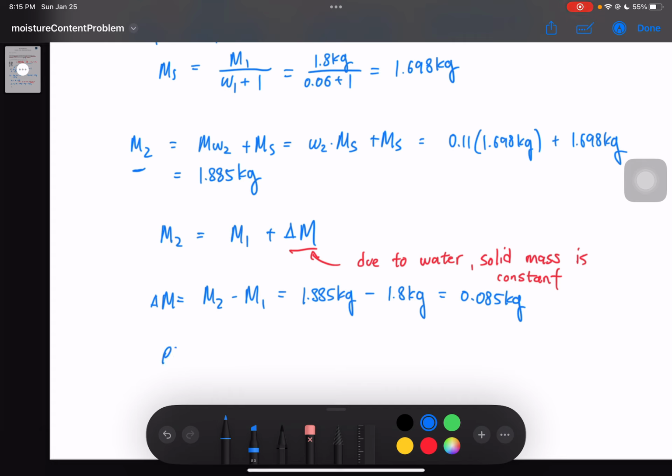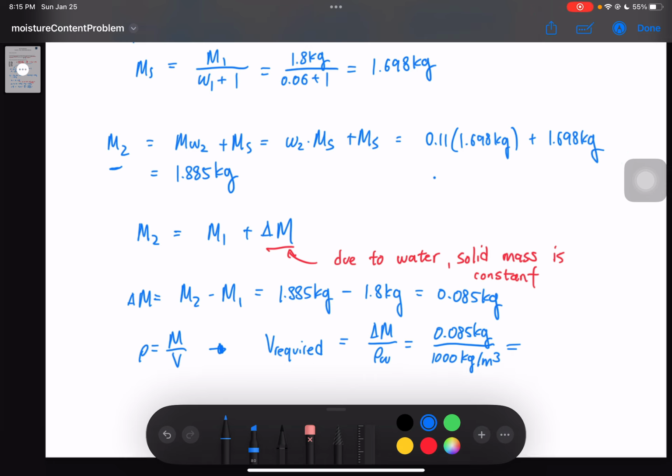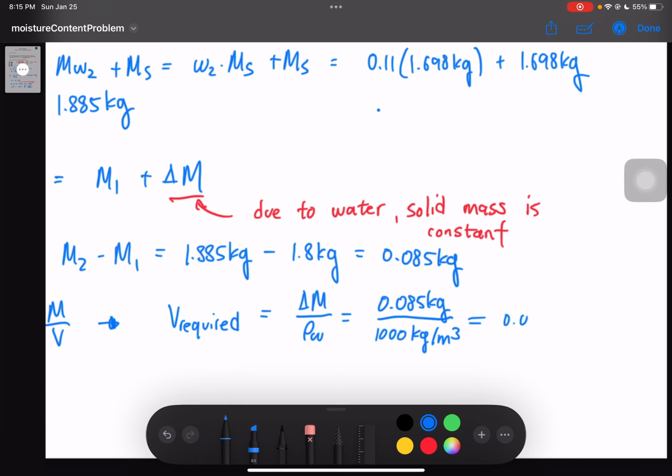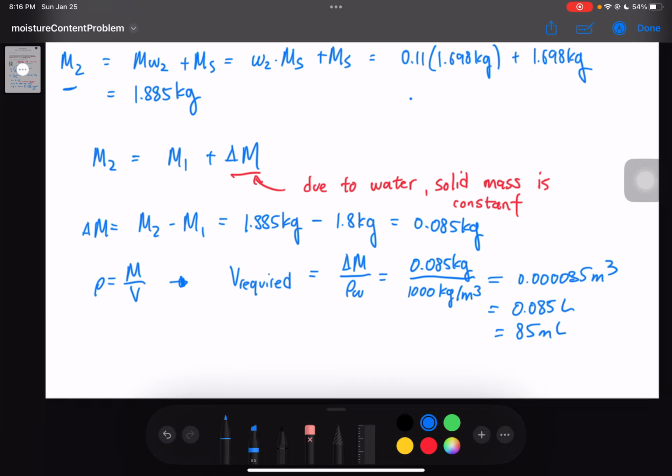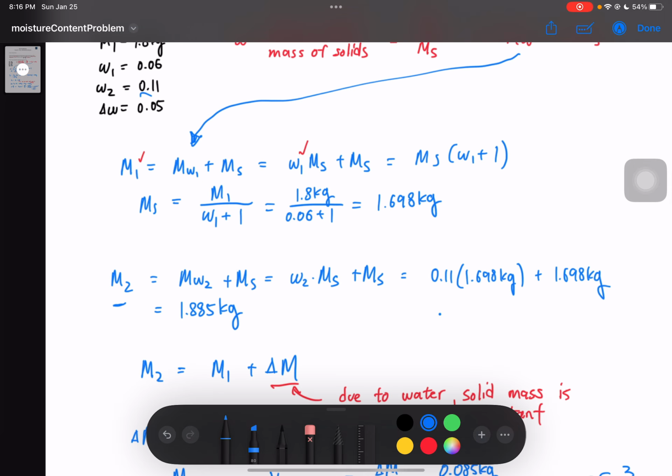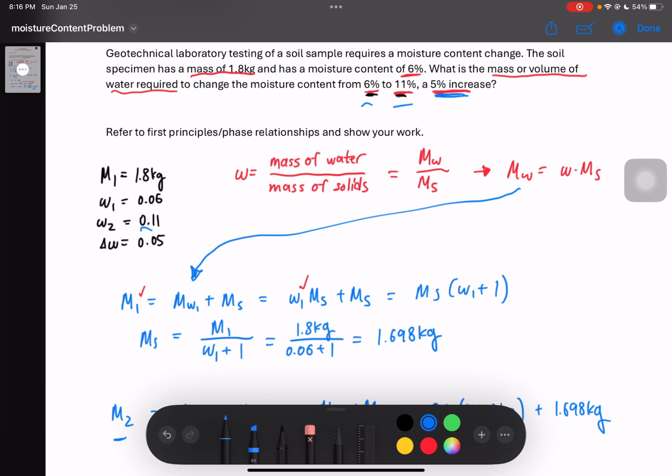And if we solve using our density equation, which is mass over volume, we know the volume required is just going to be delta M over density of water, which is 0.085 kilograms over the density of water, which is a constant of 1,000 kilograms per meter cubed. Easiest number to remember. And we get 0.000085 meters cubed, or 0.085 liters, which is just 85 milliliters. So that is the volume of water required to change our moisture content from 6% to 11%, which is just the 5% increase in moisture content.